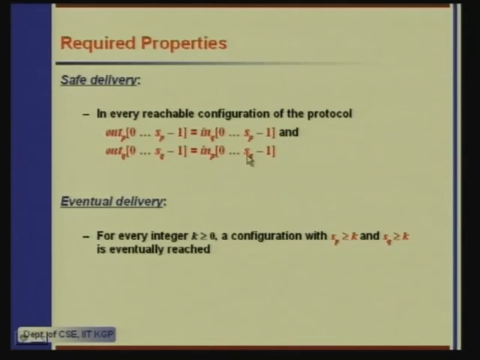Similarly, the reverse has to happen also, that is out q 0 through sq minus 1 should be equal to in p 0 through sq minus 1. Okay. And then we have eventual delivery, which says that for every integer k greater than 0, a configuration with sp greater than or equal to k and sq greater than or equal to k is eventually reached.